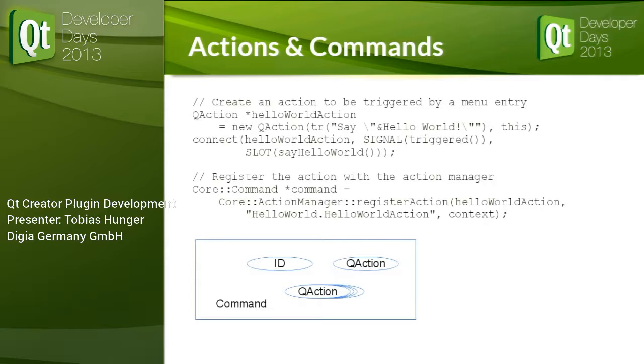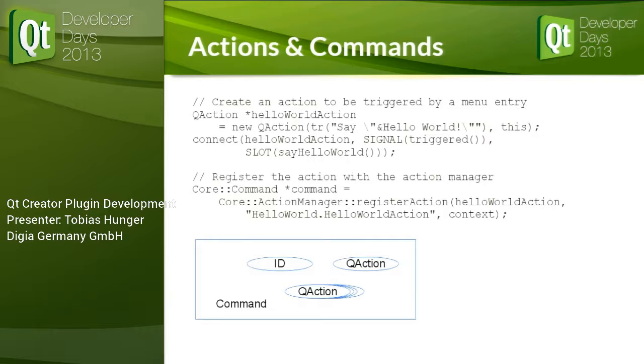And this command basically has this ID and the proxy action at the top, and it can have one or several Q actions based on how many contexts you register that type of action for. And that's the one that will be in the menus. So this topmost Q action here is the one that will show up in the menus.